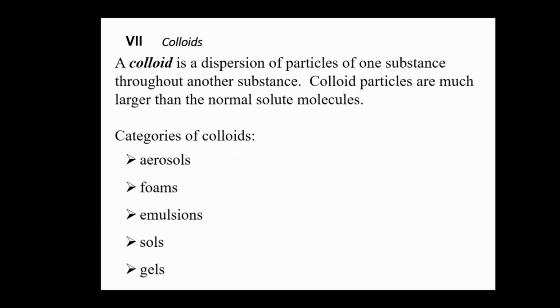We're kind of winding down the chapter. I'm just throwing in the exciting stuff here at the end. We need to talk about colloids. Sometimes we say we have a colloidal suspension. What is a colloidal suspension? A colloid is a dispersion of particles in one substance throughout another. Colloidal particles are much larger than normal solute molecules. So here's a category of some colloids: aerosols, foams, emulsions, gels.